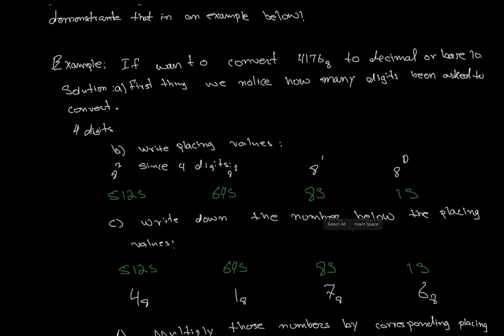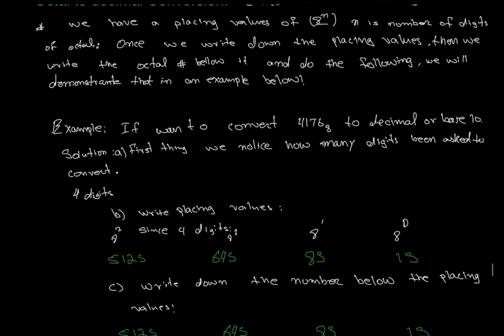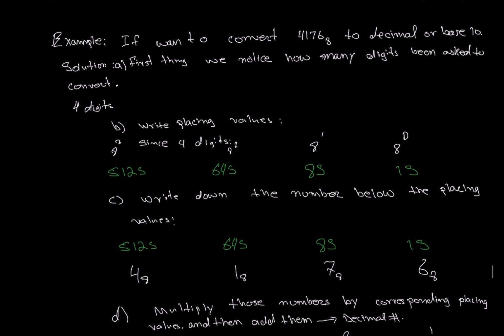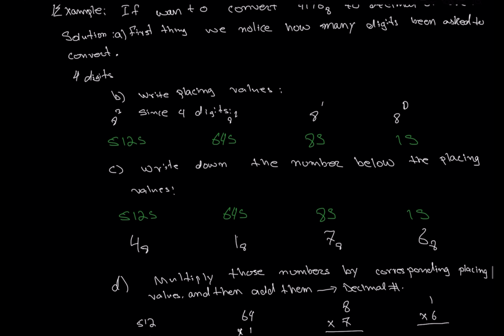So the number was 4176. Write it down, starting from the left: 4, then 1, then 7, then 6. It's all a base 8 number.